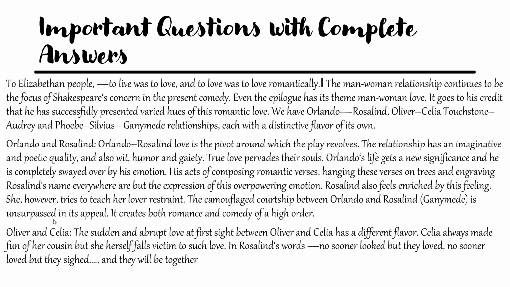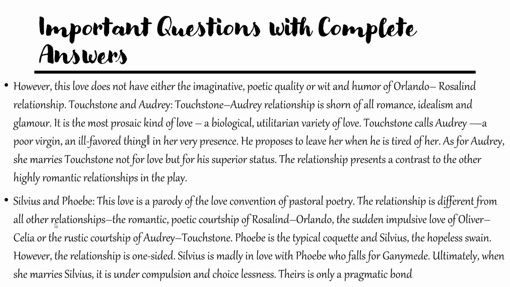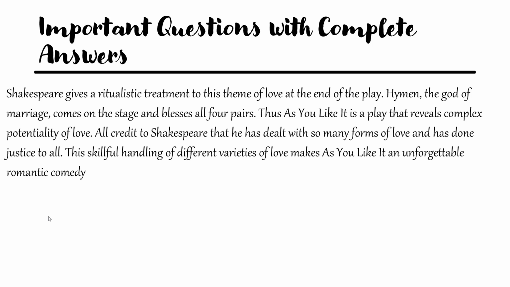So we have seen all the relationships over here, and we are asked to narrate all of them. We have narrated the relationship of first Orlando and Rosalind, then the relationship of Oliver and Celia, then the relationship of Sylvius and Phoebe, and then the last, where we say that Shakespeare has done justification to the title.